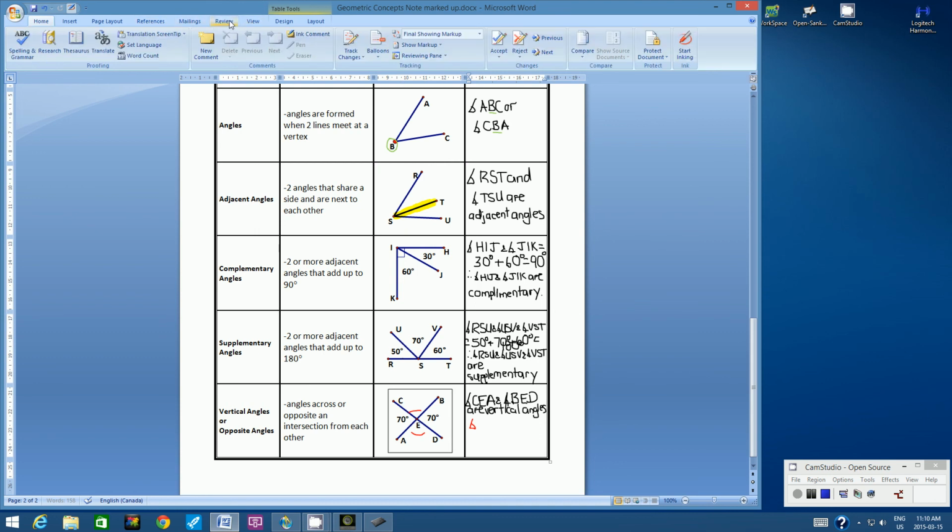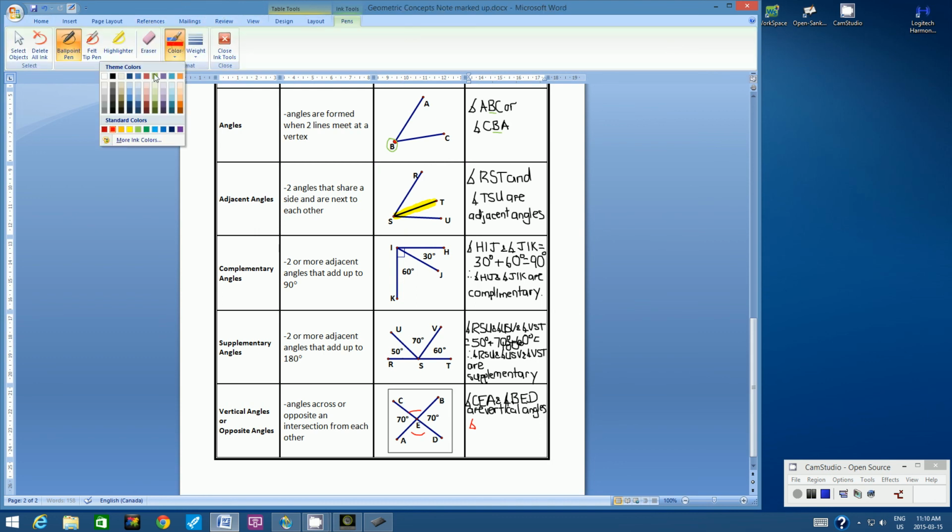Let's try that again. Sorry. Angle CEB and angle AED are also vertical angles. Okay, so at an intersection, there's always going to be at least two pairs of vertical or opposite angles.